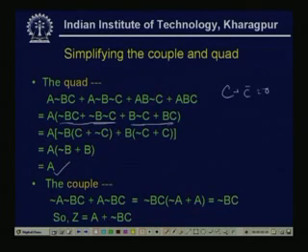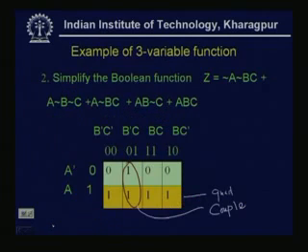Now, see that from the map itself I can easily tell that this quad means A, because B bar C bar, B bar C, B C, B C bar: all the complemented and uncomplemented forms of the 2 literals B and C exist in the quad. So, they will nullify. So, simply for the second row, the literal A will be the result. So, this quad reduces to A.